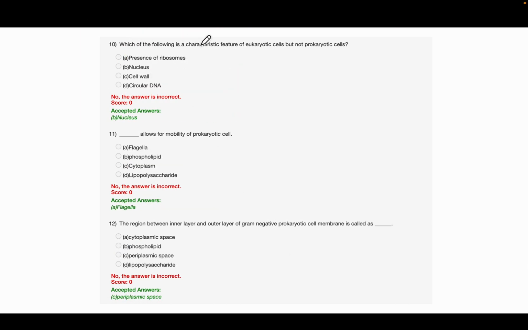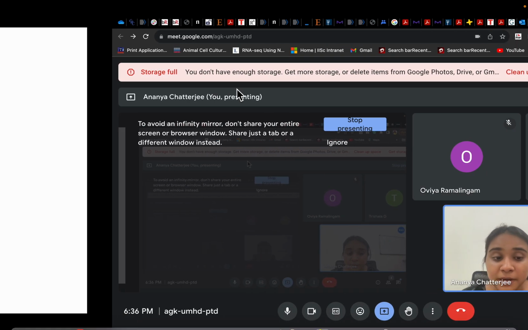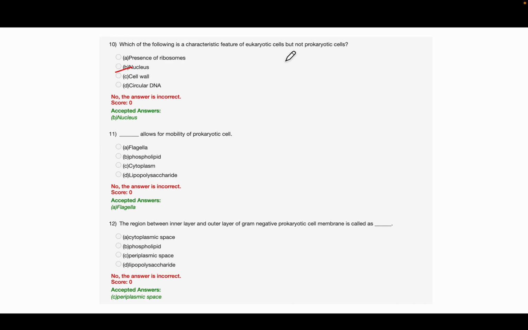Which of the following is a characteristic feature of eukaryotic cells but not prokaryotic cells? Presence of ribosomes, nucleus, cell wall, circular DNA. So the answer will definitely be nucleus. Prokaryotic cells have a nucleoid, but eukaryotic cells have a nucleus.